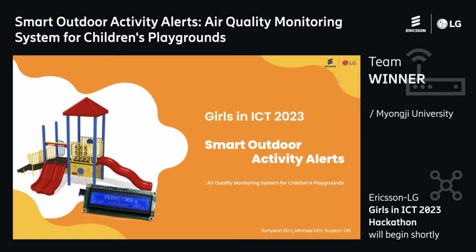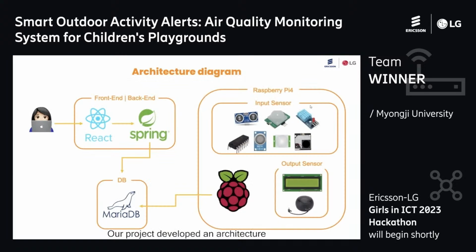The connected service we created for adapting to climate change is Smart Outdoor Activity Alerts. Let's begin the description of the air quality monitoring system for children's playgrounds. Our project developed an architecture that presents the status of outdoor activities for children by monitoring fine dust concentration and air quality using various sensors.